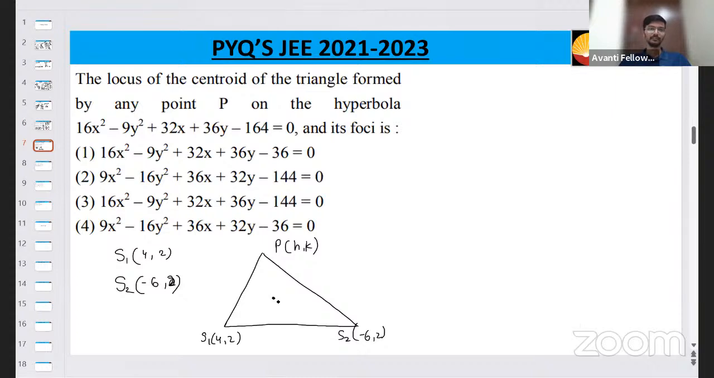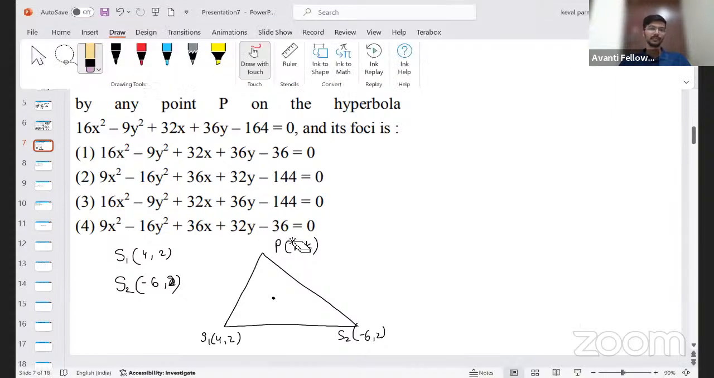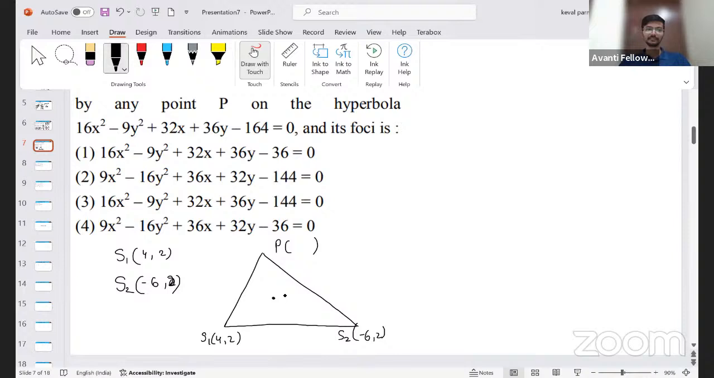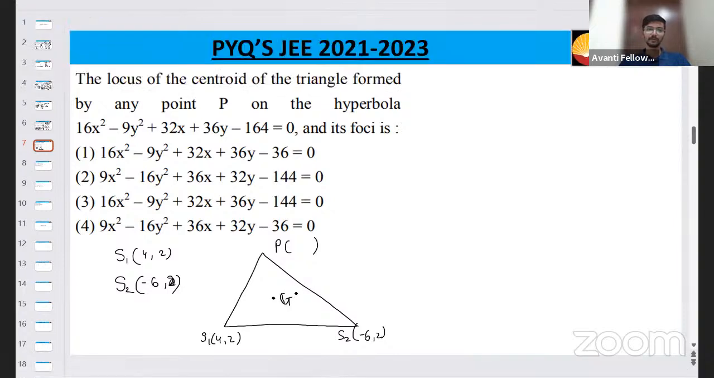So here we have the centroid. Oh, we cannot assume this H comma K, right? We have to assume the centroid at H comma K, or we have to find its locus. So let this be alpha comma beta. So what can we get by using the centroid formula? By using the centroid formula, I get H is equals to 4 plus alpha minus 6 upon 3 and K is equals to 2 plus beta plus 2 upon 3.